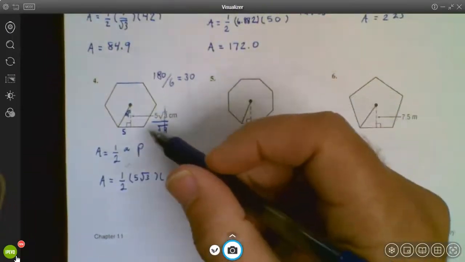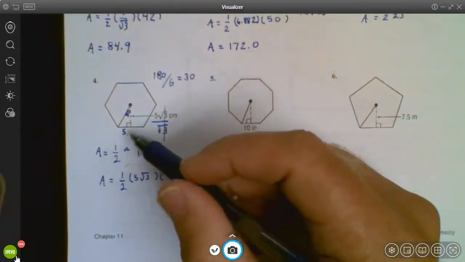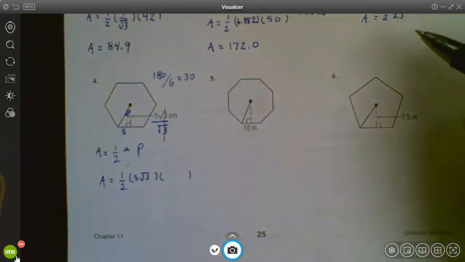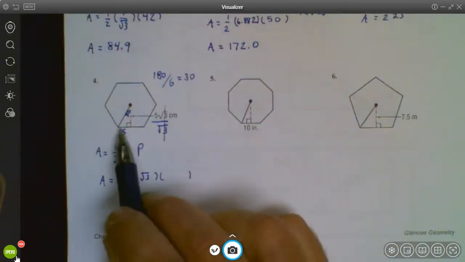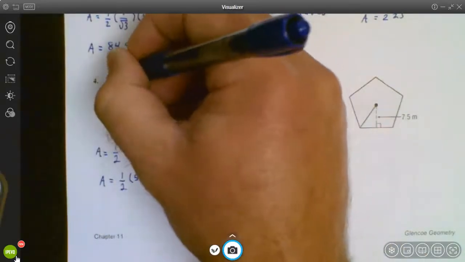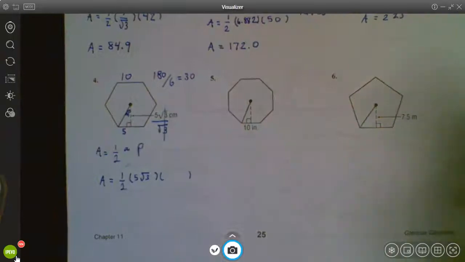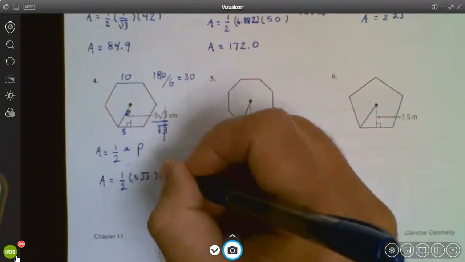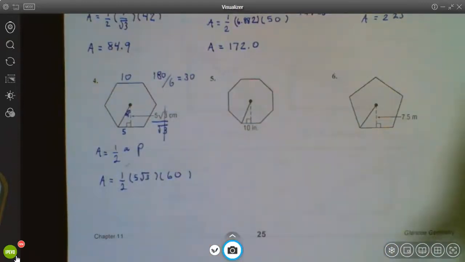You could have used a tangent scenario in order to figure out what this is, and you would also get 5. If half of this side is 5, well, that means the whole side would be 10. So all these sides are 10. And there's 6 of them. So if I did 10 times 6, I got my perimeter.